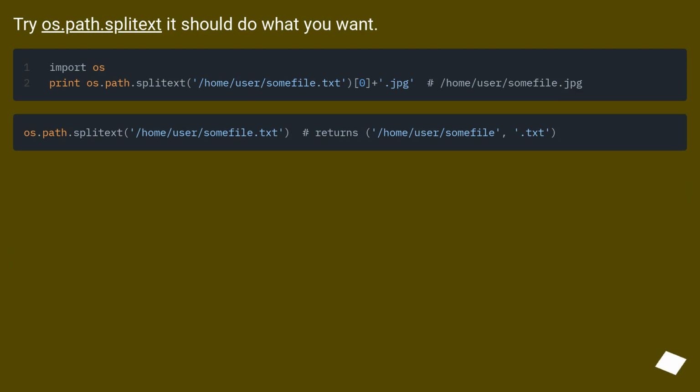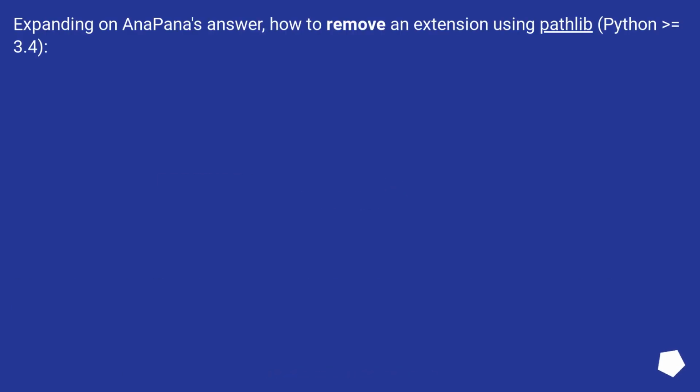Try os.path.splitext. It should do what you want. Expanding on Annapurna's answer, here is how to remove an extension using pathlib, for Python greater than or equal to 3.4.